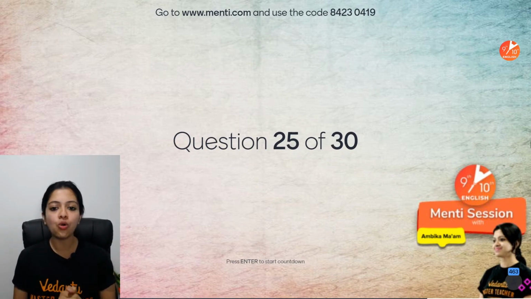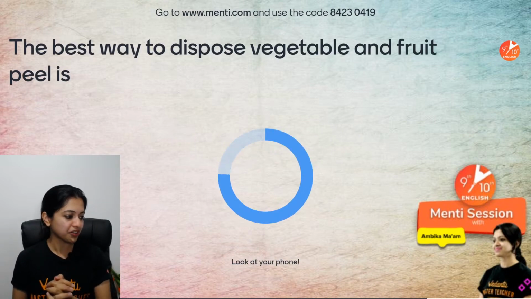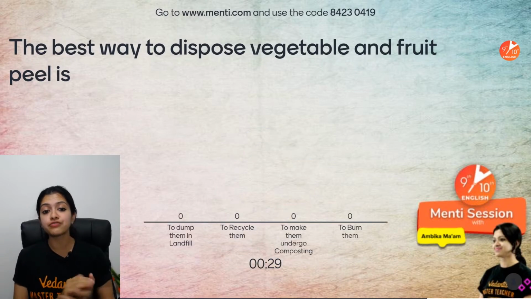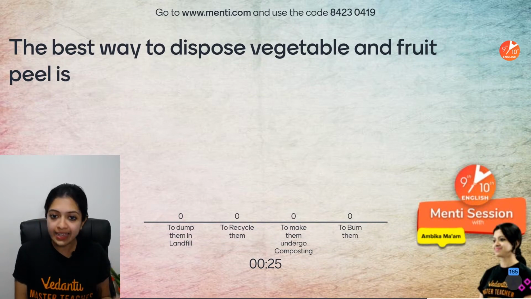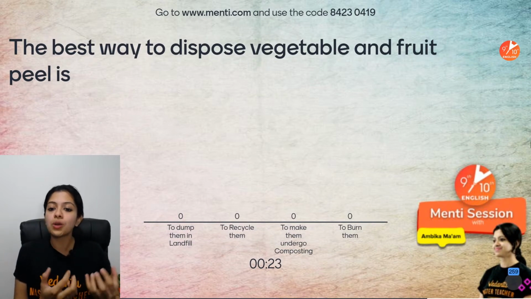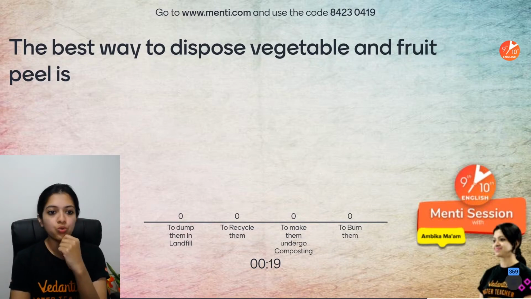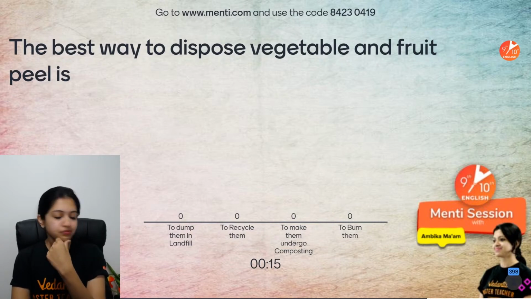Children, so we go on to question number 25 of 30. The best way to dispose of vegetable and fruit peel is to dump them in landfill, to recycle them, to make them undergo composting, or to burn them. Vegetable and fruit peel. What would be the answer? There can't be multiple answers for this, and it would be very simple.